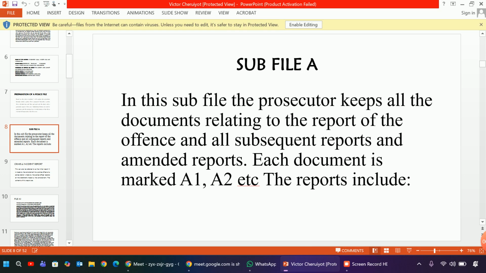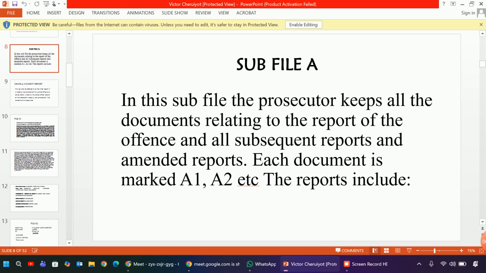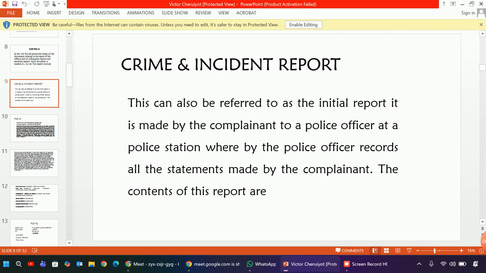So this is what I explained earlier, that in this subfile, the prosecutor keeps all the documents relating to the offense and the subsequent reports and any other amendment reports. So each document that is placed in this file will be marked as A1, and depending on the number of pages in that A1, we'll number them in Roman numbers. Any other document will be A2, A3, or A4. Then, depending on the number of pages, any other page which forms that document in subfile A will be numbered in Roman numerals. Let's move to the next slide. Next.